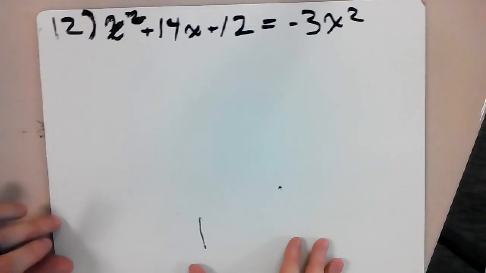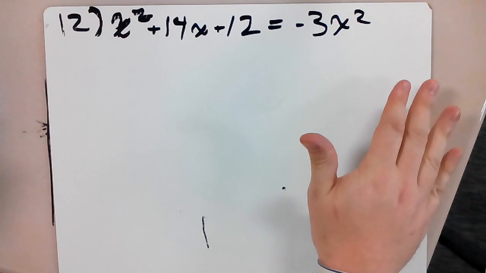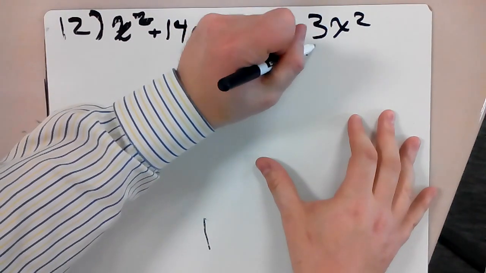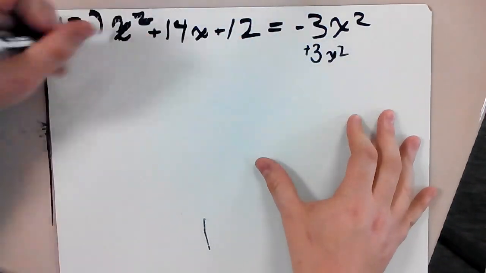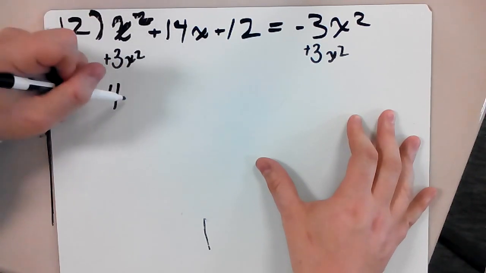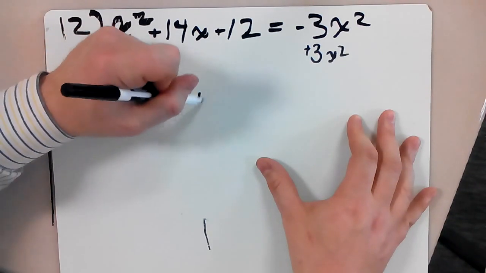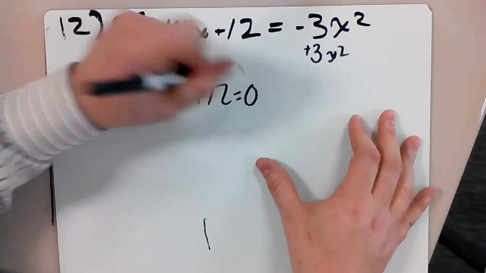Okay, last example. So let's do this again. Alrighty, I gotta have this set equal to 0. I can't solve this the way it is right now. So I'm gonna do that. I'm gonna go plus 3x squared, plus 3x squared. So I'm gonna get 4x squared plus 14x plus 12 equals 0.